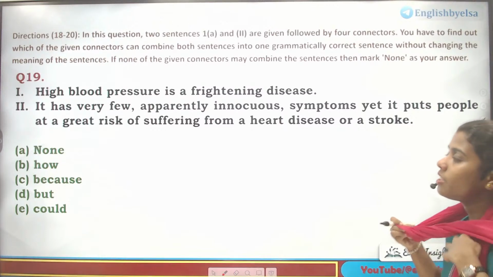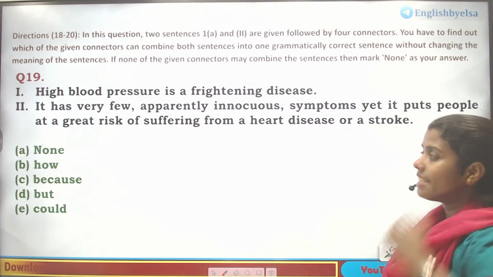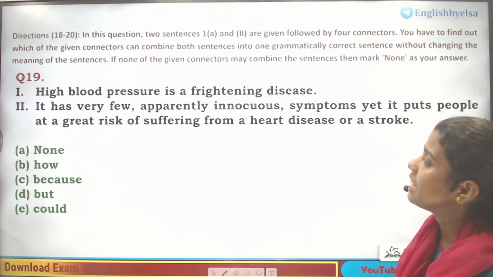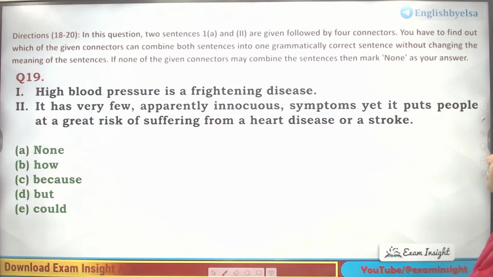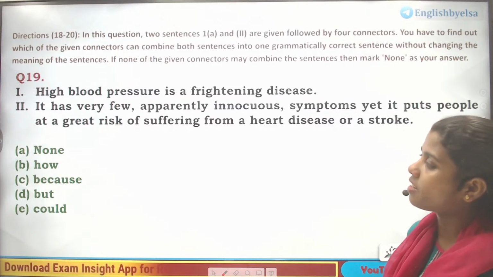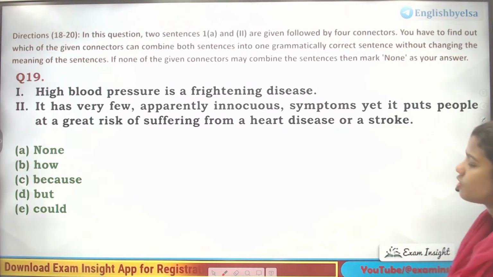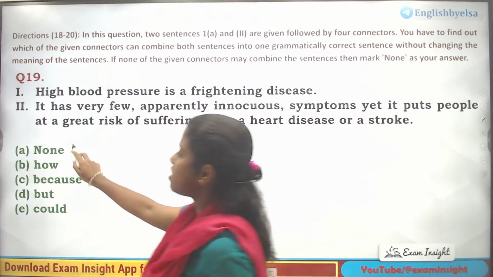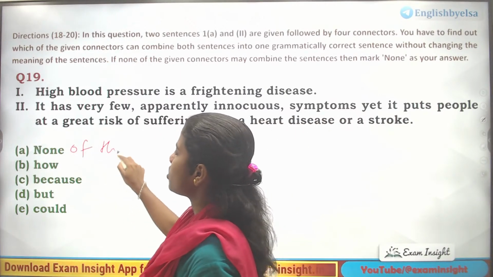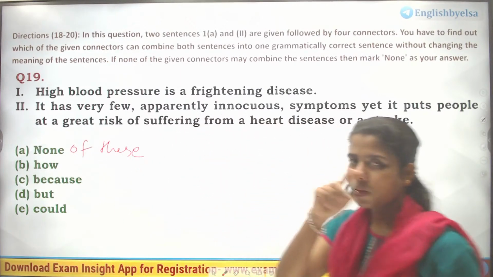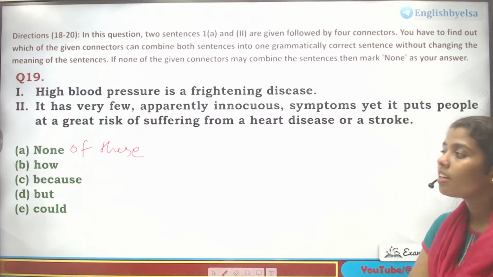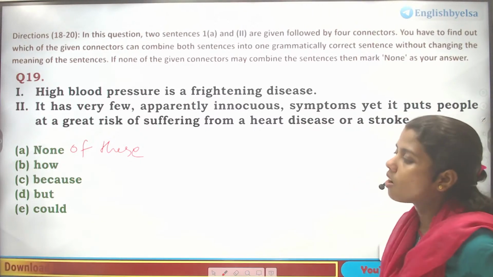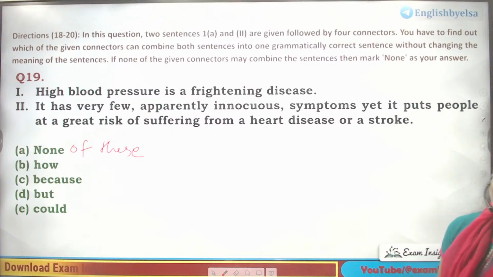High blood pressure is a frightening disease. It has very few apparently innocuous symptoms, yet it puts people at a great risk of suffering from a heart disease or a stroke. None. This none means none of these options. Please remember, it is not a word there. Connectors are how, because, but, could. Which is the appropriate connector?